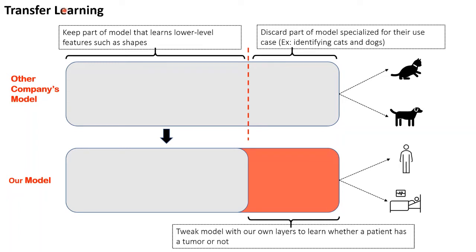Transfer learning is a technique that's very common in computer vision. In transfer learning, you take another company's model, such as a model that is used to identify cats or dogs, and we only keep the part of the model that learns lower level features such as shapes, while discarding the parts of the model that are specialized for their own use case. And for us, we replace that with layers in the model that will be specialized for detecting whether a patient has a tumor or not.